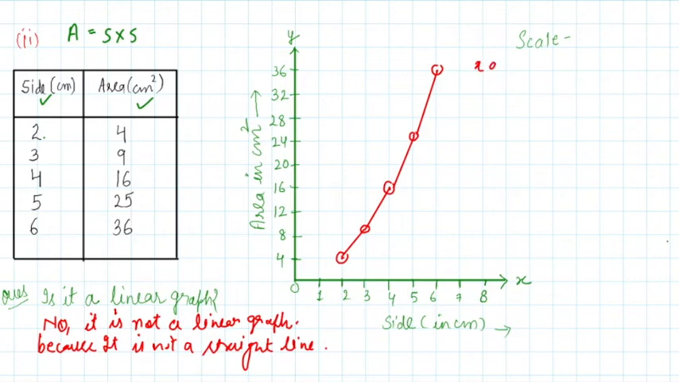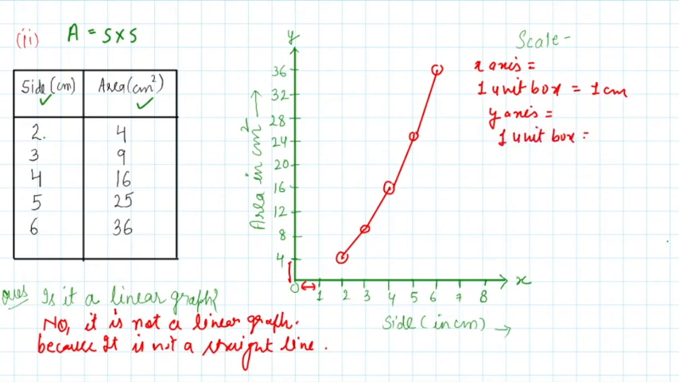Let's write the scale. For the x-axis, what will be the scale now? I hope it is clear. We have to see 1 unit box is representing 1 centimeter. Similarly, let's write it for the y-axis. 1 unit box is representing 4 centimeters square. And there should be an even gap when you are taking the scale, okay? So this was the last question of this exercise.